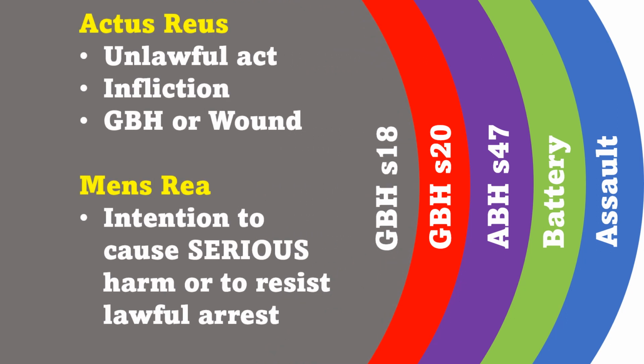Because if we compare it to section 18 GBH, which again is found under the Offences Against the Person Act of 1861, this is an unlawful act which inflicts or causes GBH or a wound. Now the difference between the two offences is the mens rea. So again, this is intention to cause serious harm or to resist lawful arrest. So what we've got there is intention with no recklessness, and you need to intend to cause serious harm or to resist lawful arrest. Realistically, it's going to be that serious harm issue in the problem question.